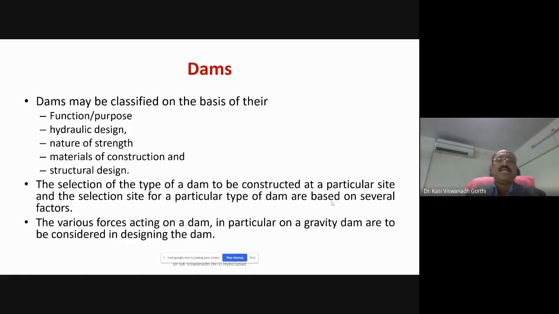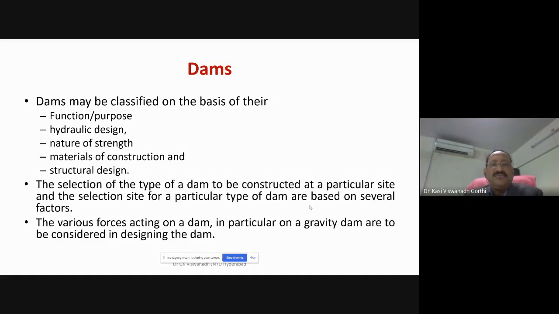Dams may be classified on the basis of their function, the purpose for which a dam is meant, or on the basis of hydraulic design based on the strength of the dam, what type of material is used for the construction of the dam, or depending on the structural design. Based on all these things, the dams will be classified.